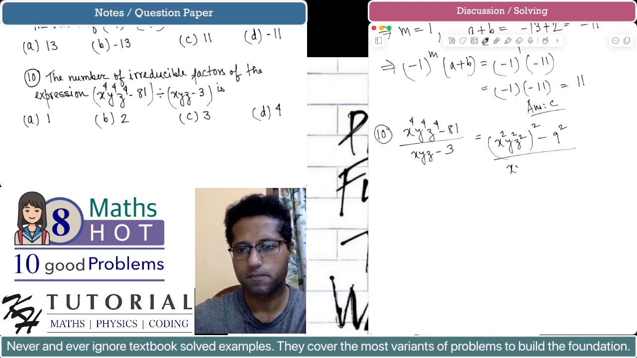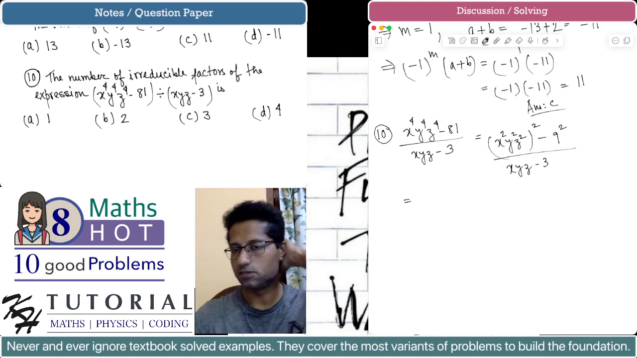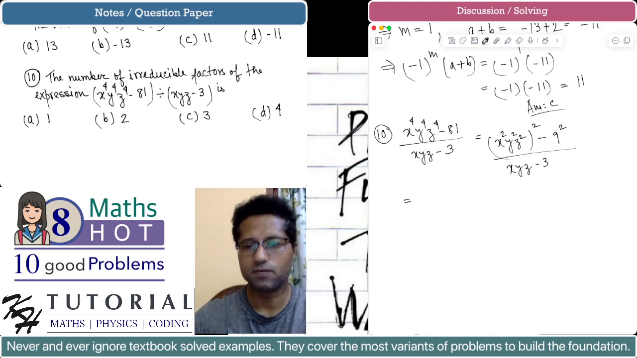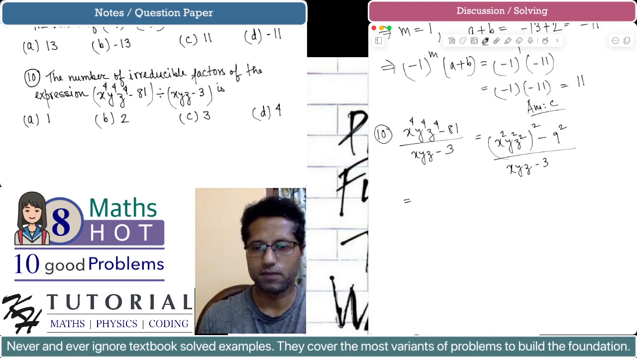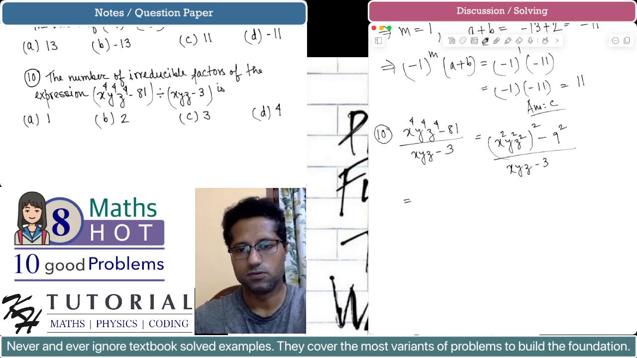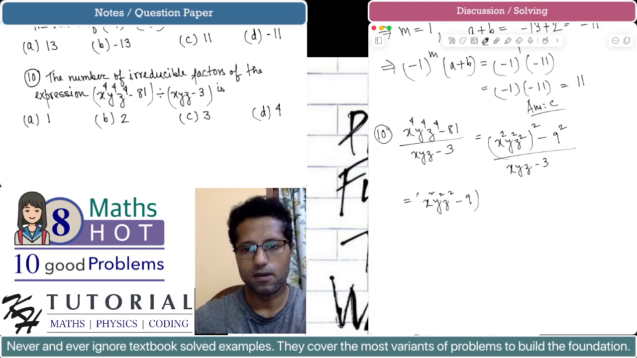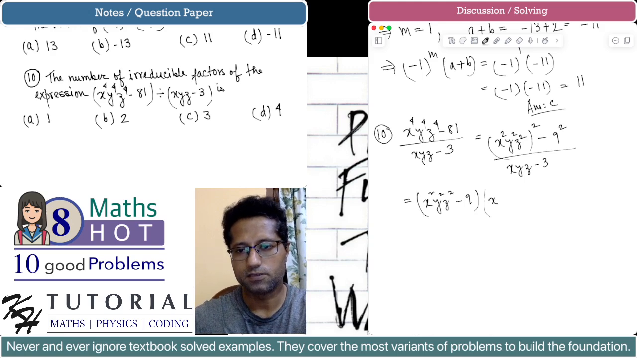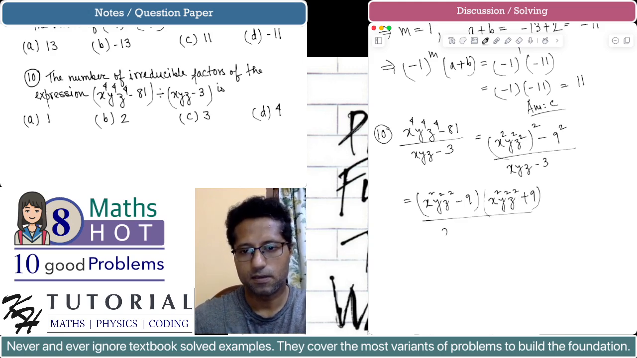We have xyz minus 3. Now the numerator is in the form of a square minus b square, and we apply the identity a square minus b square is equal to a minus b multiplied by a plus b. So we get x square y square z square minus 9 multiplied by x square y square z square plus 9, divided by xyz minus 3.